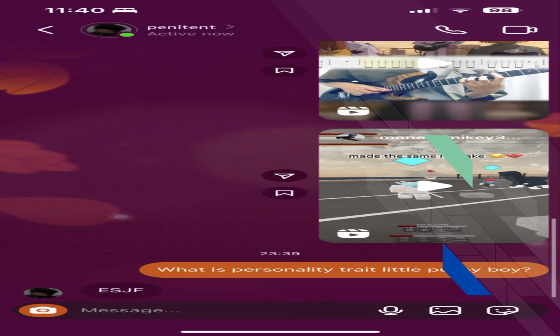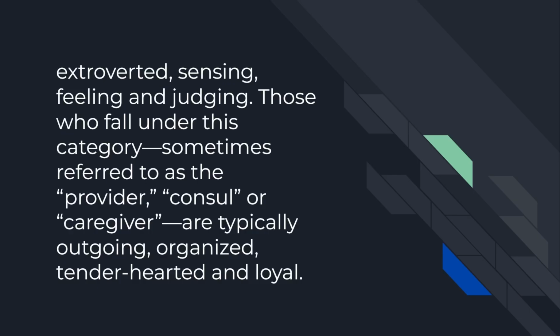I'll put his Instagram on screen. Go ahead and DM my friend. I asked him, what is your personality trait? Okay, I asked him that. He was an ESFJ. That is what he got after doing personality quizzes. And let's go ahead and see what that means. ESFJs are extroverted, sensing, feeling, and judging. Those who fall under this category are referred to as the provider, counselor, caregiver, and are typically outgoing, organized, tender-hearted, and loyal. Basically, he is the alpha.